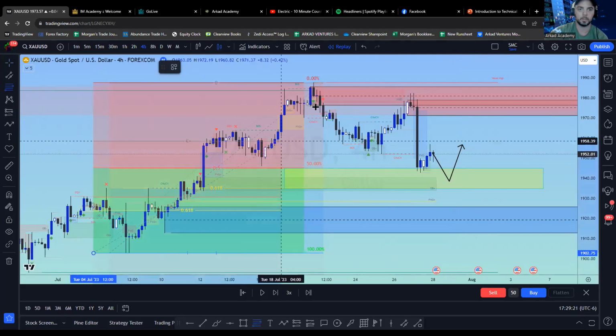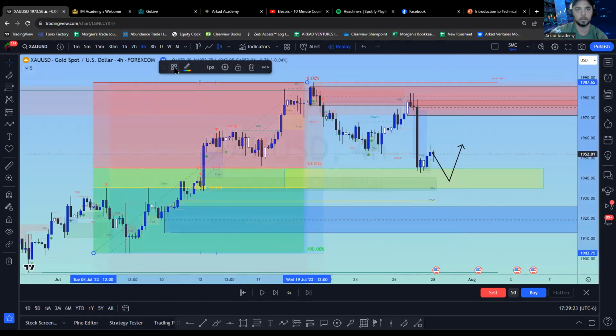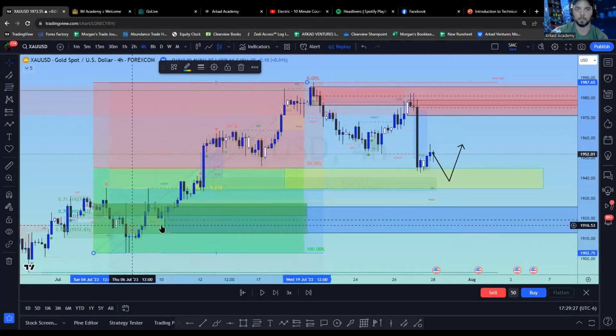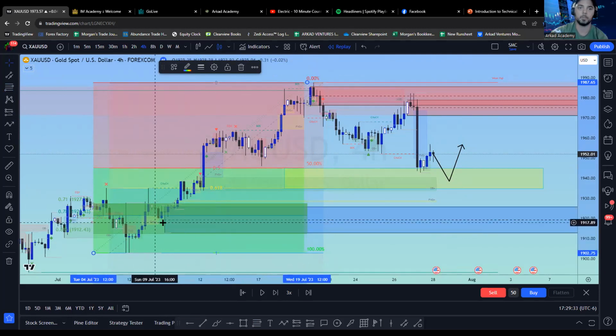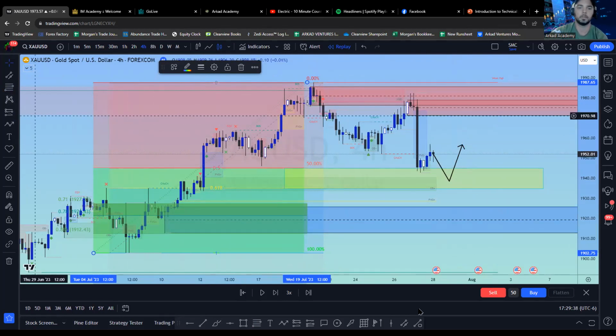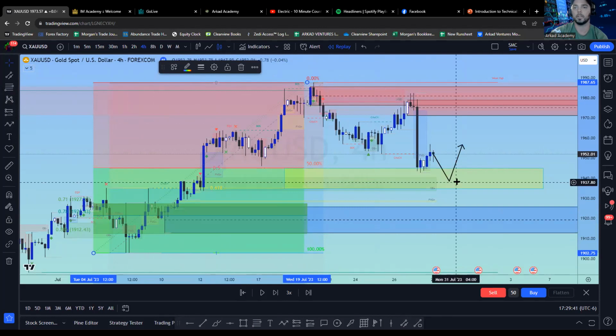Makes sense. Let me quickly show you this one. Smart money: see how it lines up right in that demand zone. We've got an institutional candle and a fair value gap, so everything's lining up. This is what we would call a decisional area.